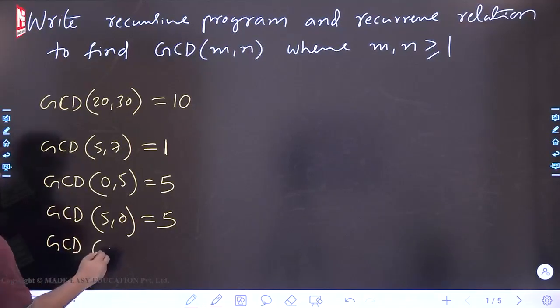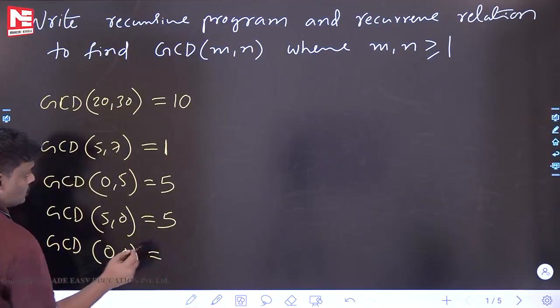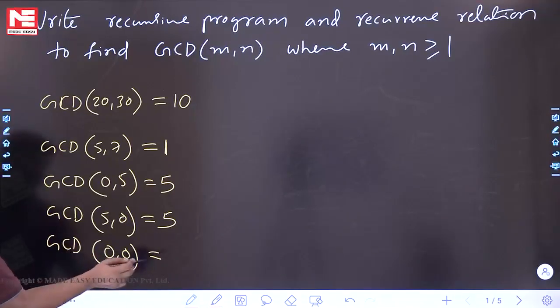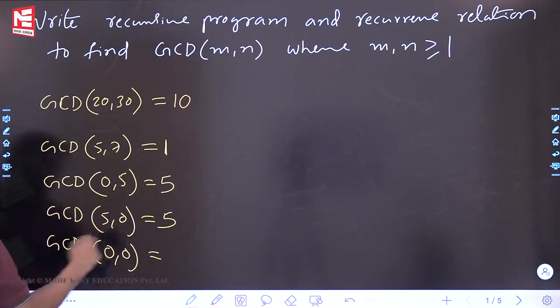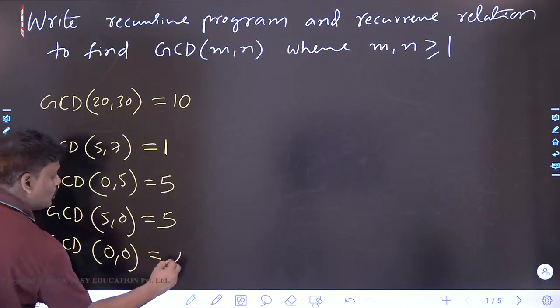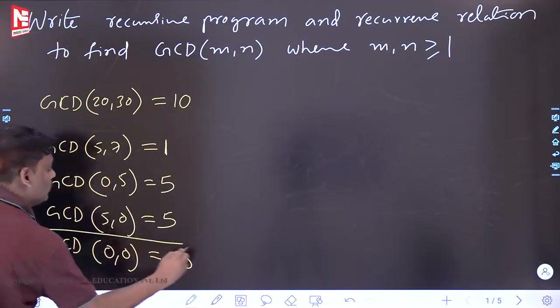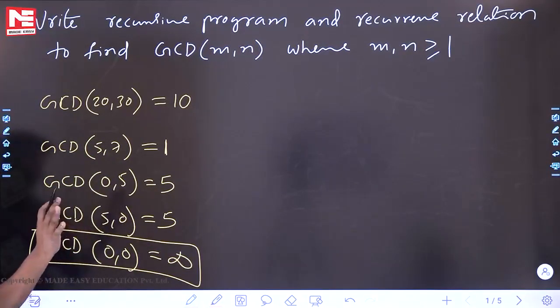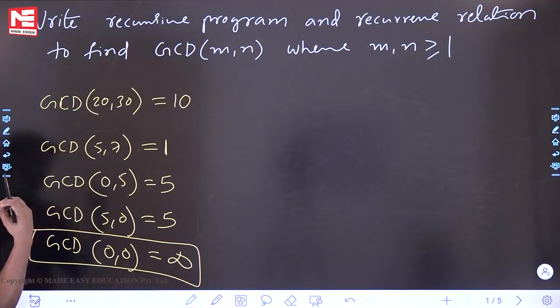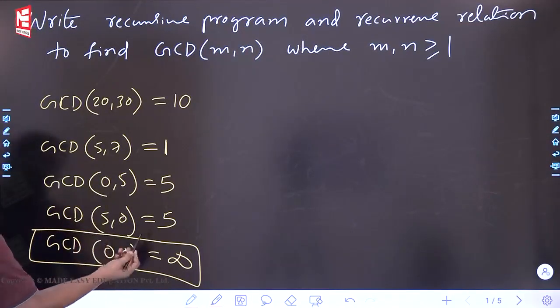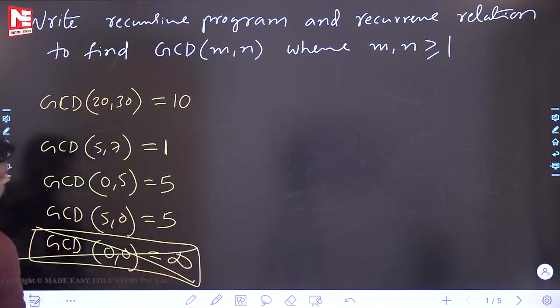GCD of 0 comma 0. What is the greatest number that can divide both? I think 1 can divide, 2 can divide, 3 can divide, and so on. The greatest number which can divide both is infinite, an indication that GCD is not possible. So GCD is not defined, right? If both the numbers are zeros, GCD is undefined.